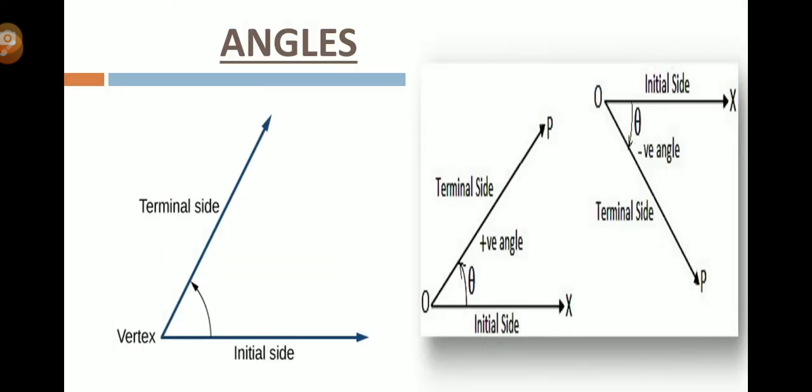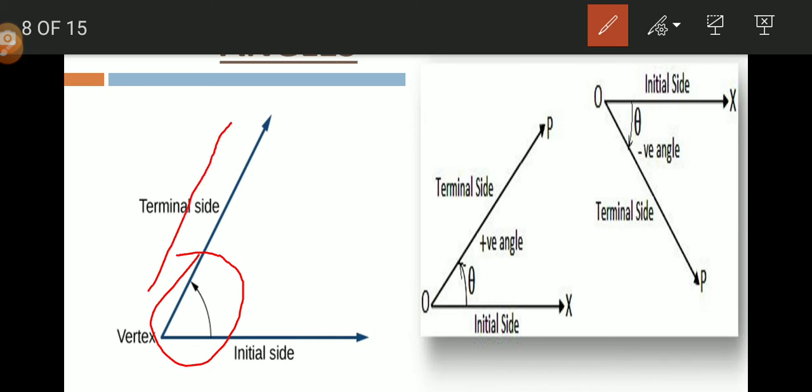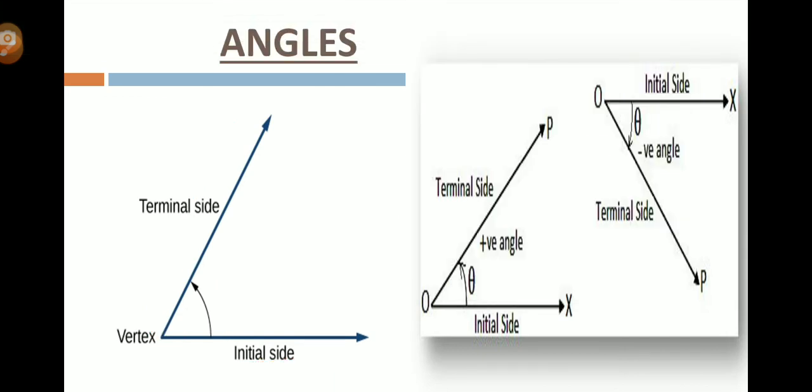Angles. An angle is the figure formed by two rays, called the sides of the angle, sharing a common endpoint called the vertex. This is one ray and this is another ray, sharing a common endpoint. This point is what we call the vertex of the angle.